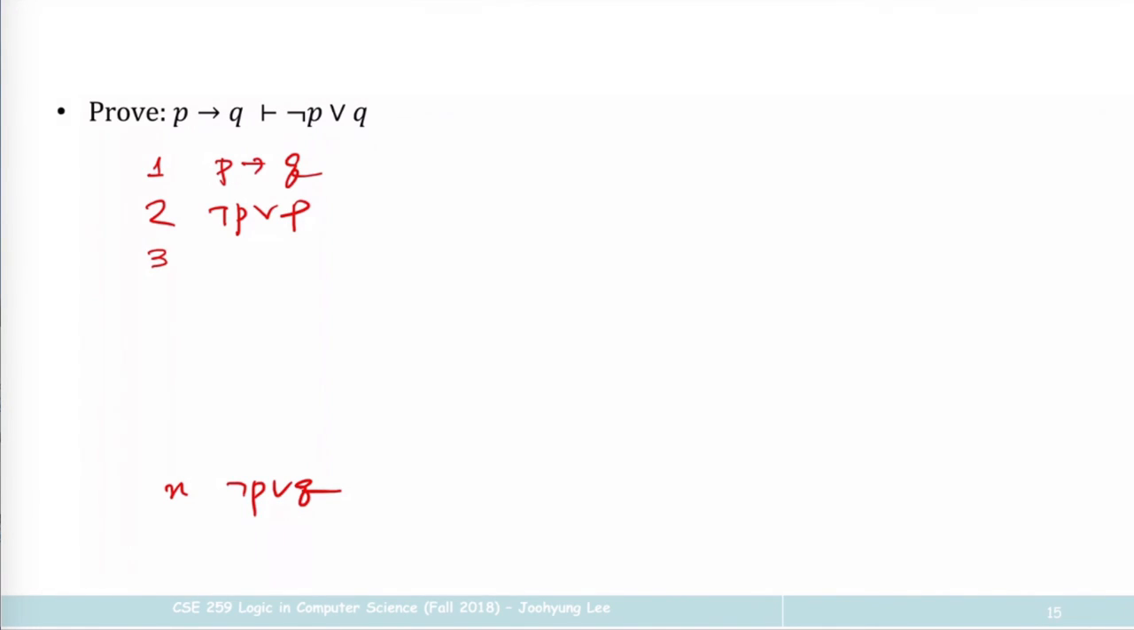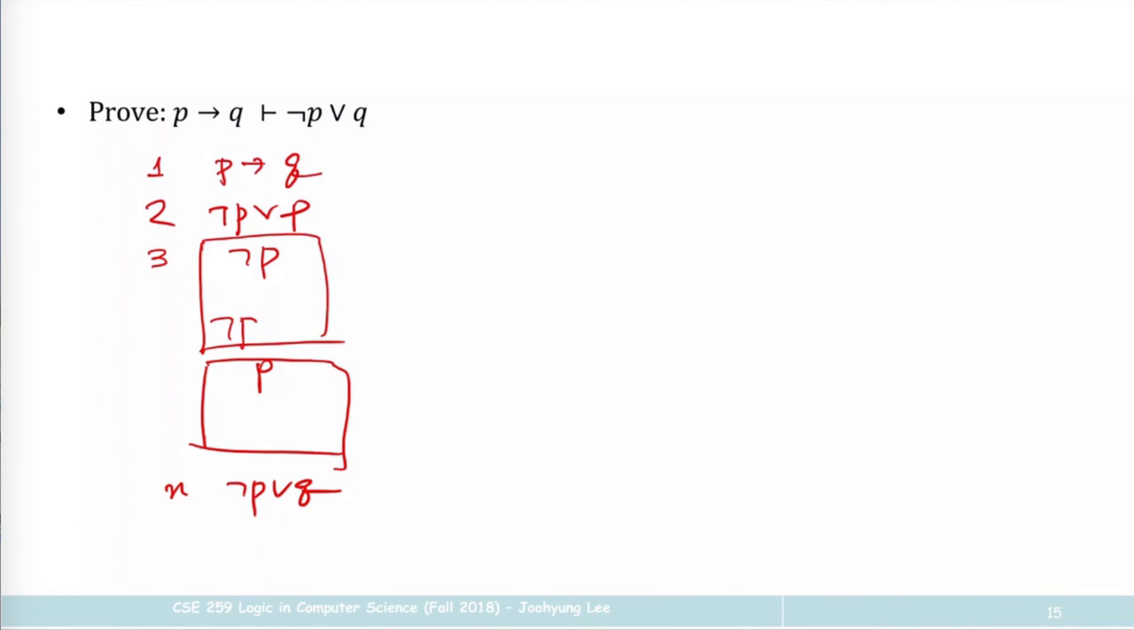What I'm going to do is, since I have a disjunction, I want to use the case split. I can have two cases, not P and P. From not P, I want to derive not P or Q. From P, I also want to derive not P or Q. Okay, are we together here? Except for line 2, the other thing is actually a straightforward application of the disjunction elimination rule, right?